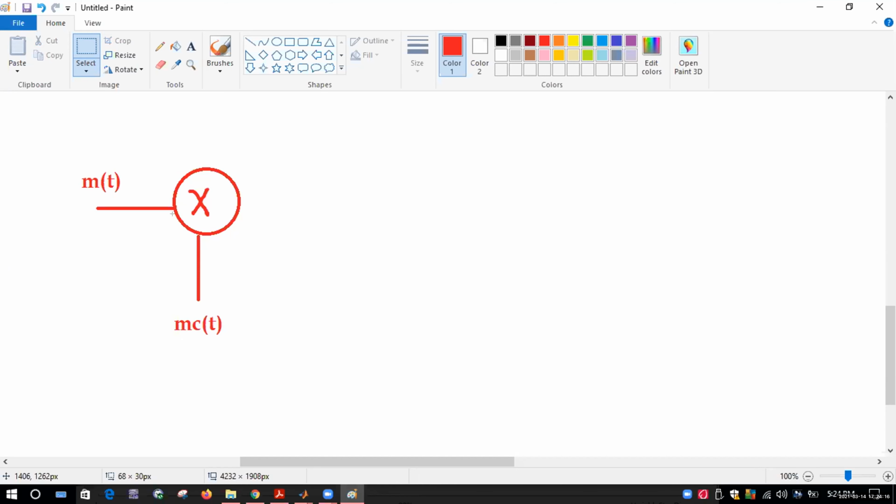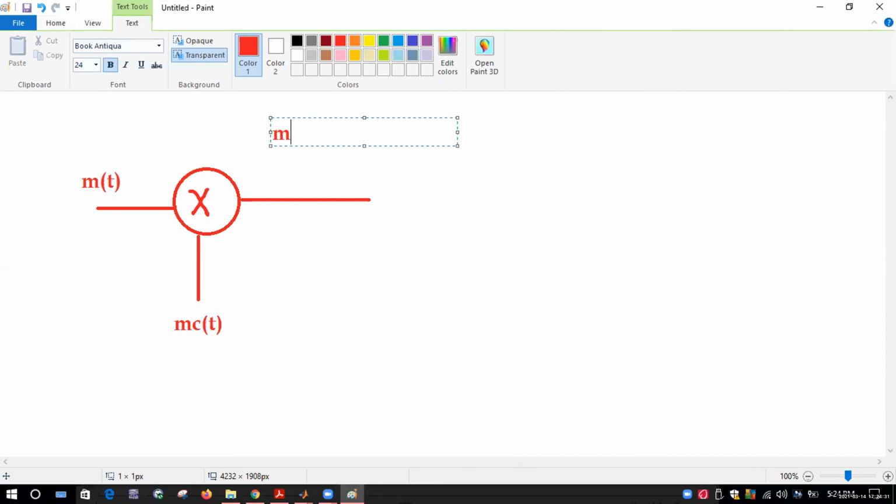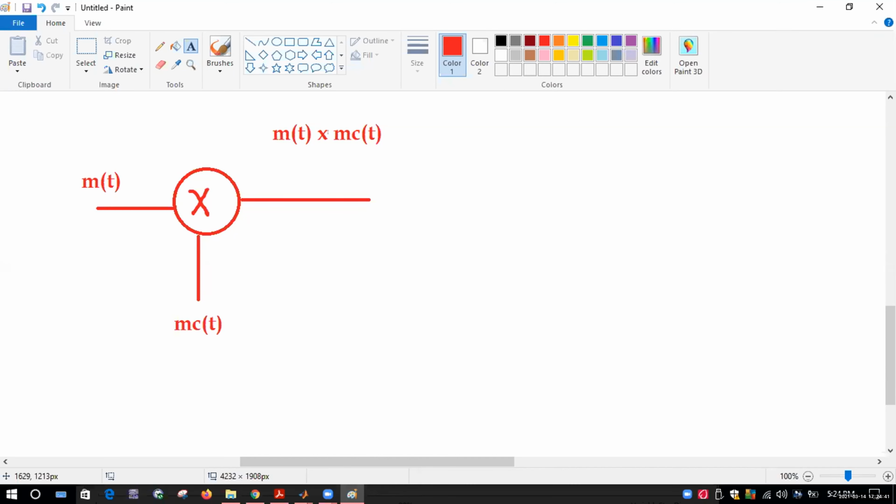When you mix them, there is a device called the mixer. Usually it uses transistors, resistors and capacitors to mix these two signals. And then this device gives you an output, which is a multiplication. Let's say M of t times MC of t, means the carrier multiplied by the message signal. And when you multiply them, you get a result.